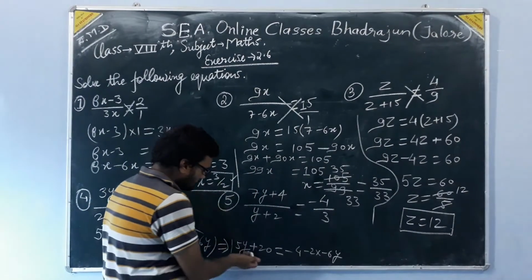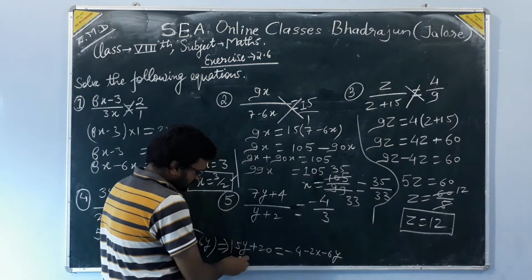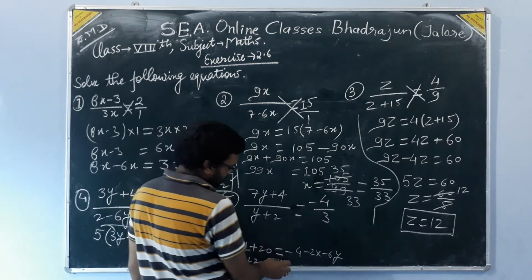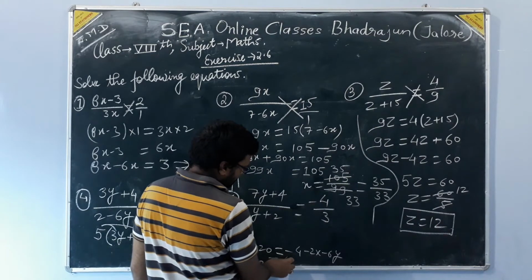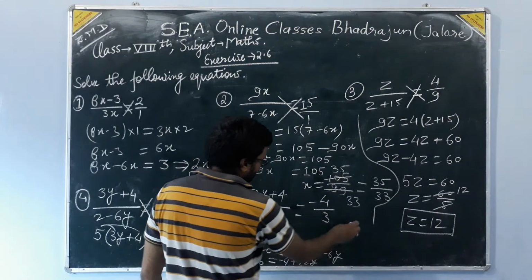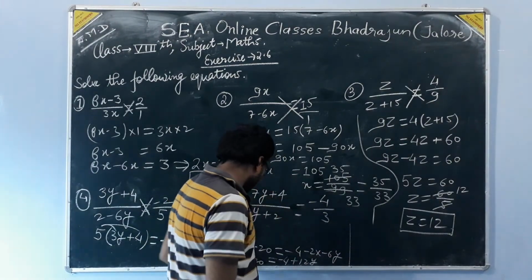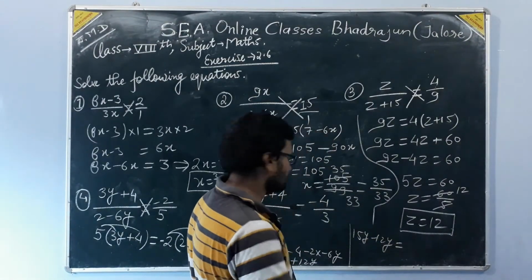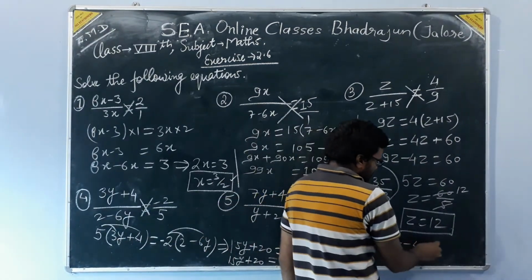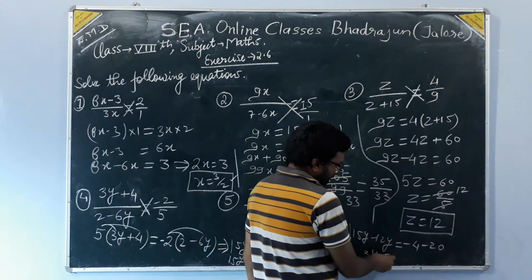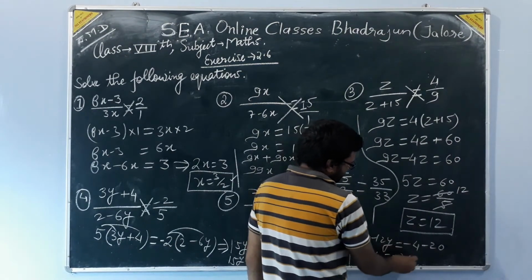Okay. Now this is 15y plus 20. This is equals to minus 4, and this is plus 12y. Now what we will get is, this is 15y, this is 12y. 15y minus 12y equals to minus 4 minus 20. Okay. So now here we are getting 3y equals to minus 24.